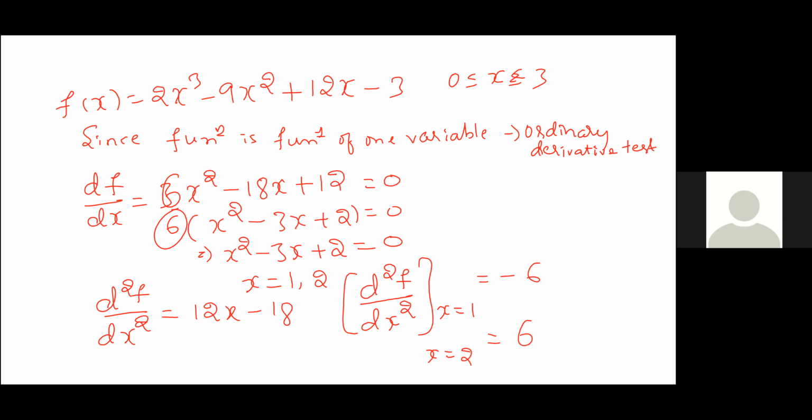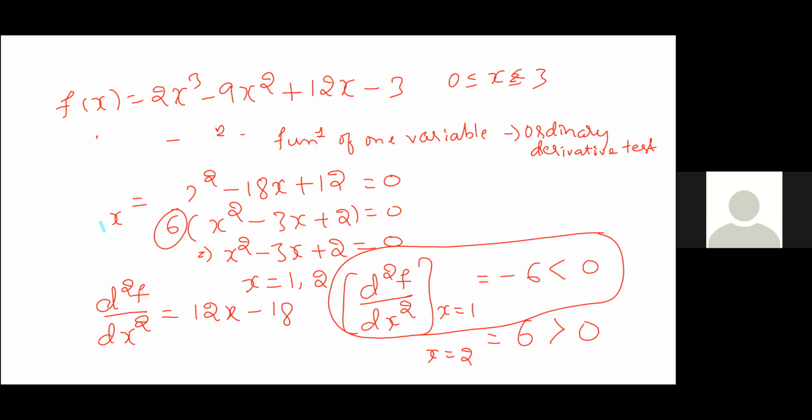So here itself you can't conclude which will become the maximum value. You have to find out at the interval end points also. Minus 6 is less than 0 and 6 is greater than 0. So that means according to the ordinary derivative test, the function will attain its maximum at the point x equals 1, and at x equals 2 it will attain its minimum. So now find out the value of the function by putting x equals 1 in the given function.